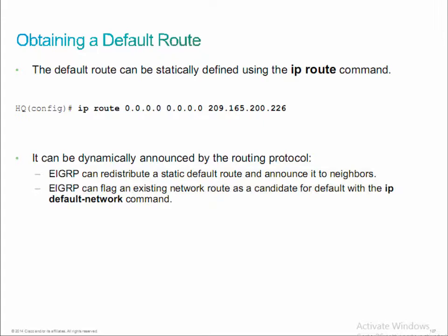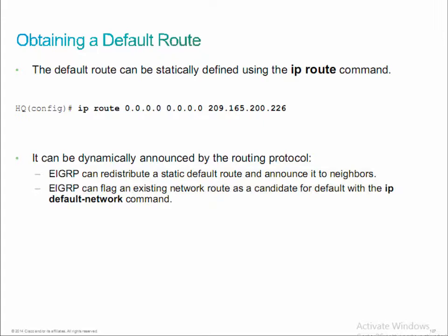So there's two ways, like I said, that you can announce a default route into the EIGRP process. One is to redistribute a static default route, and the other is to use the IP default-network command. I do not like the IP default-network command. I think it's extremely confusing. The way that it has to be implemented is very, very specific in the process that you have to use to implement the default route. But we'll talk about both options here.